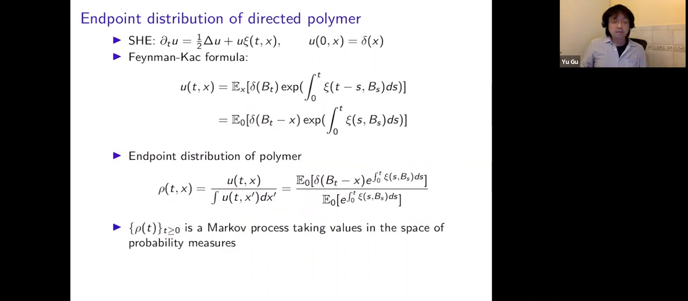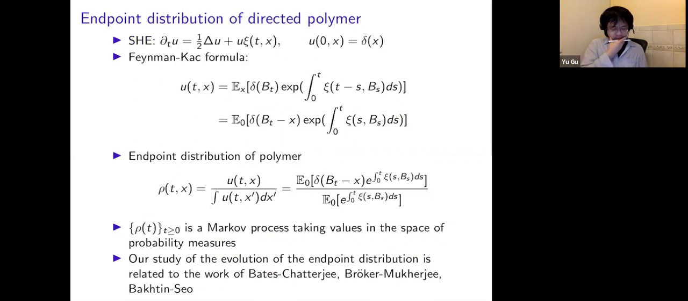It turns out this is a Markov process taking values in the space of probability measures. That's because this equation is linear. If you know the value of this process at t, then you just use that as an initial condition, you solve this equation, then you normalize, and you get this ρ at s greater than t. So it's a Markov process. That's important to us.